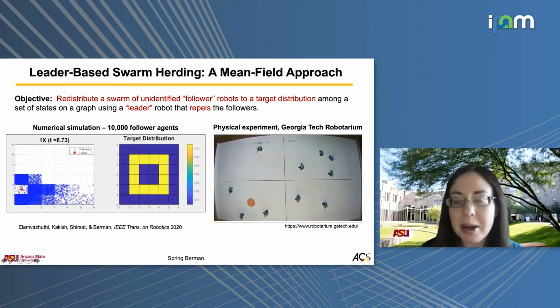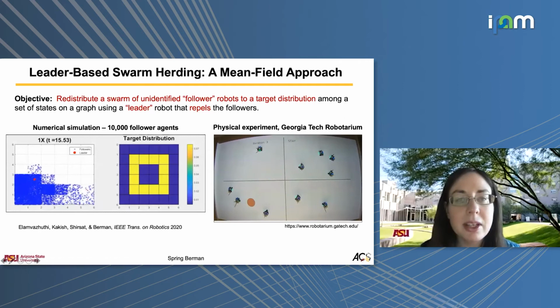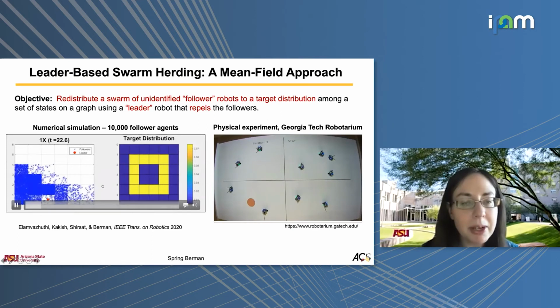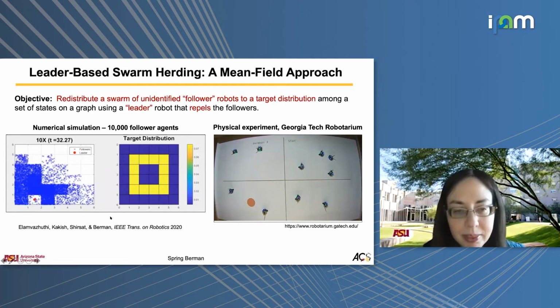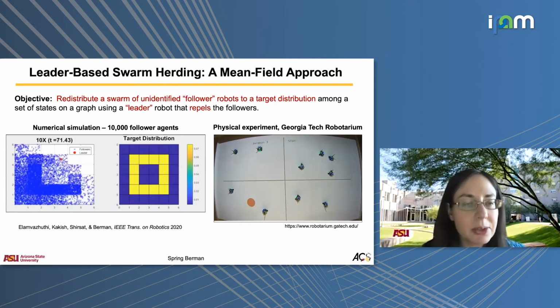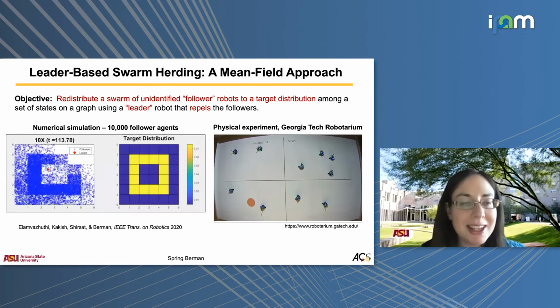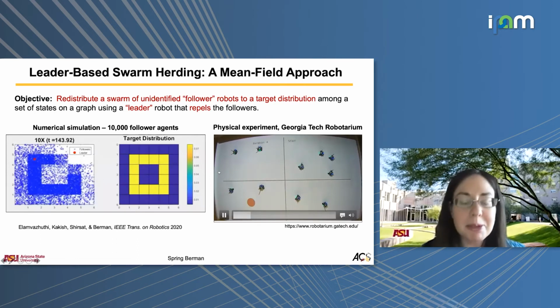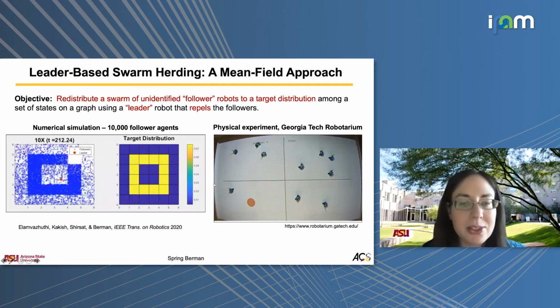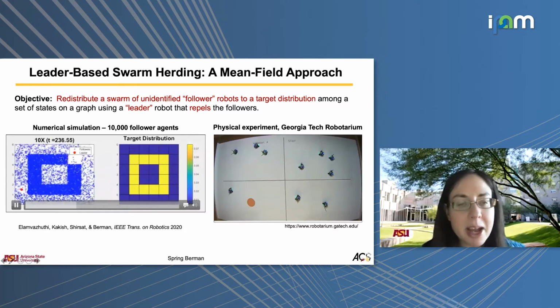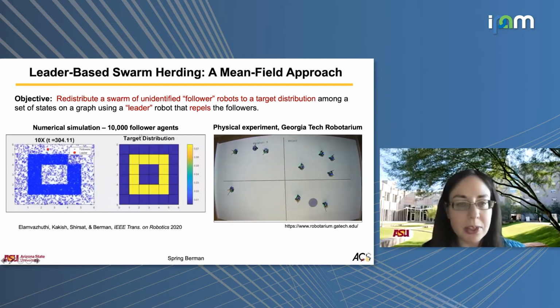And here's a video of a numerical simulation of 10,000 follower agents that are being herded by this red dot, which is the leader. And here the leader is just going in sort of a lawnmower pattern. It's not designed, it's not optimized in any particular way, although we're currently working on approaches to do that. But you can see that as time goes on at steady state, you get a dense set of robots along the square as is specified in the target distribution.